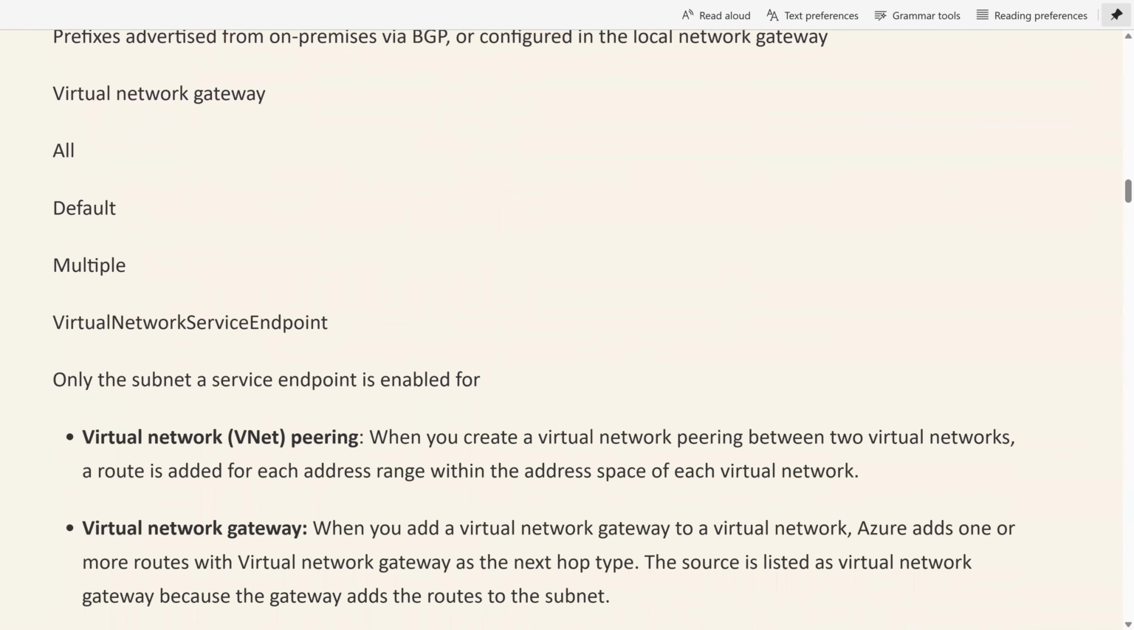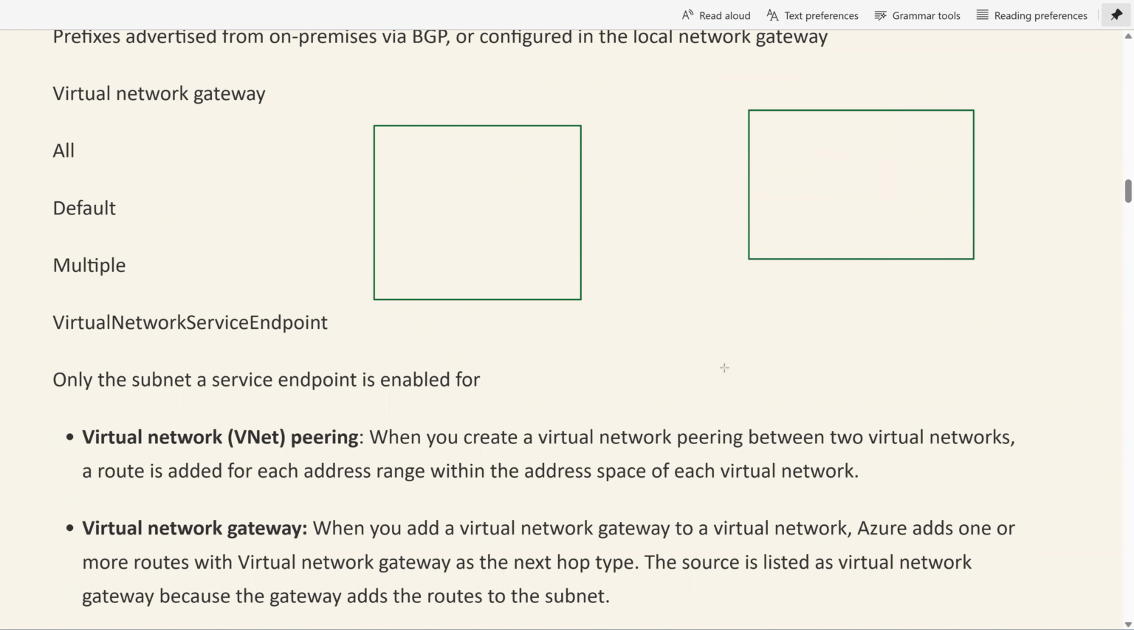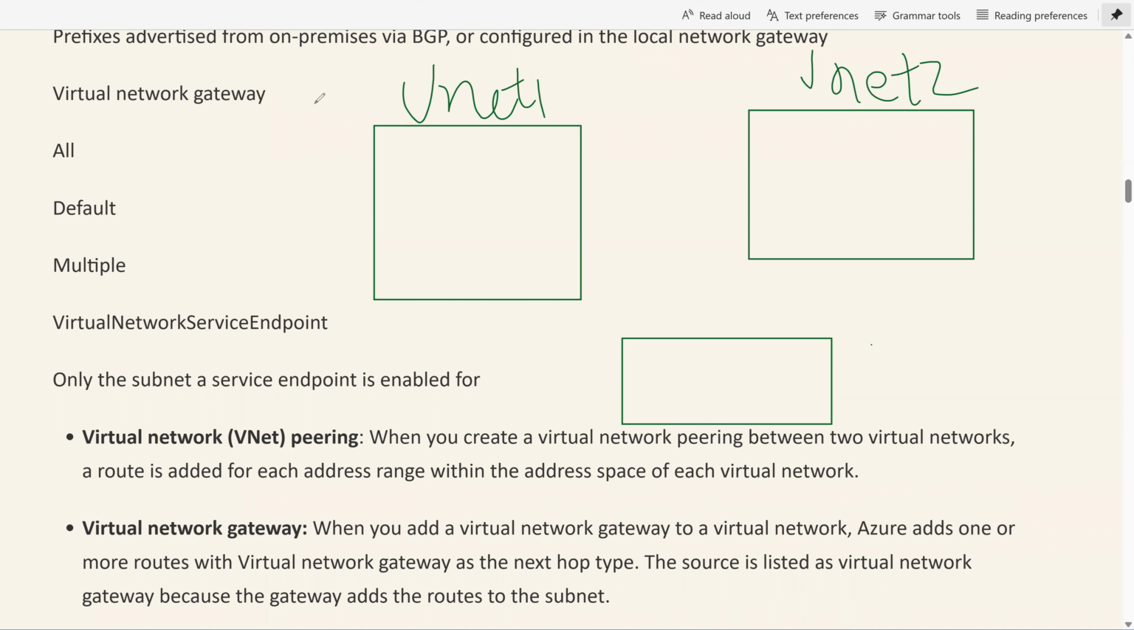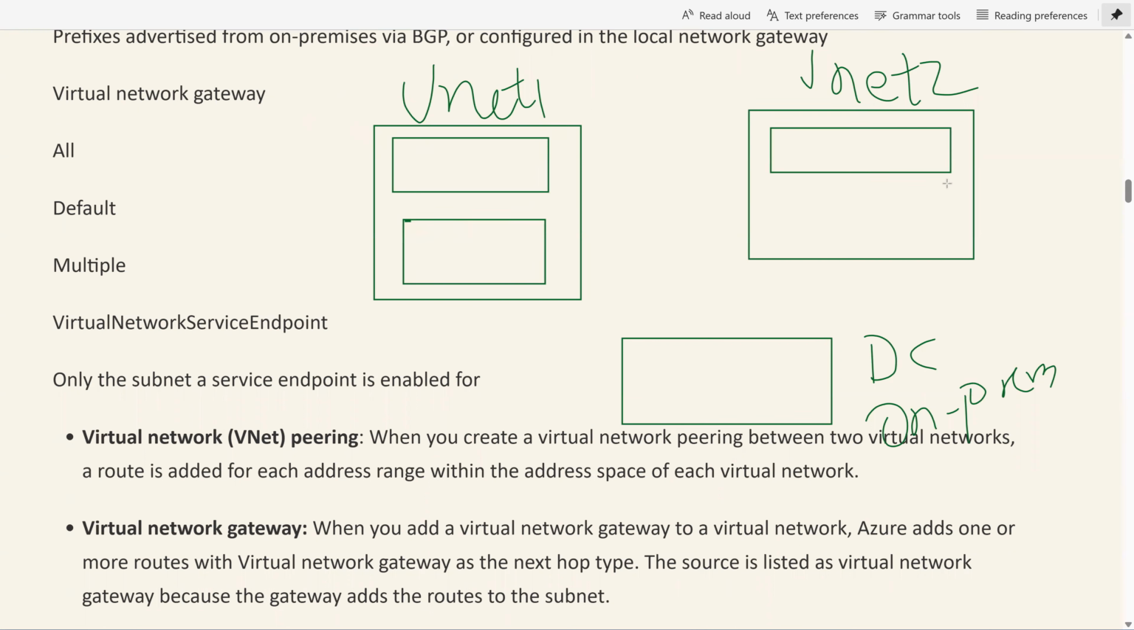The only thing you need to consider here is this diagram. Suppose this is VNet 1, this is VNet 2, and assume this is the DC. Let me write here: this is VNet 1, this is VNet 2, and this is the on-prem DC. Now within the VNets, you have some subnets.